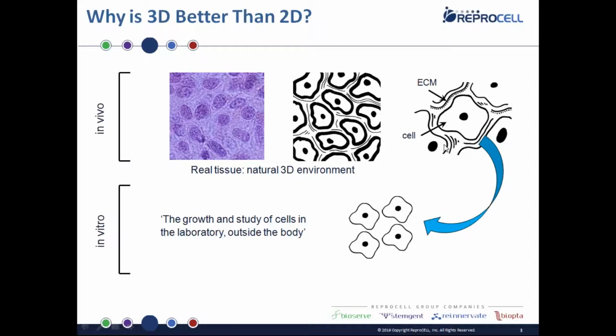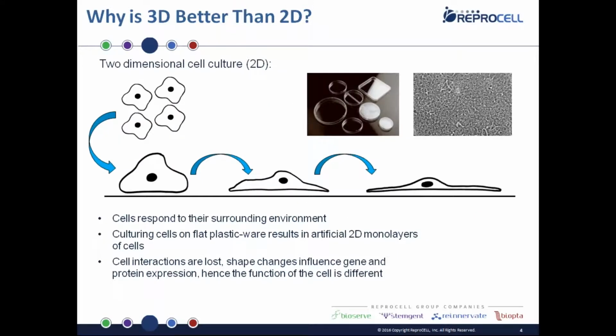Now, when we take those cells and we study them in the lab, we dissociate them from that extracellular matrix and protein coating which holds them together, and we end up with individual cells which we then are going to grow in the lab outside the body. This is what we mean by in vitro, which means in glass. And really, most of the time it's actually in plastic rather than glass.